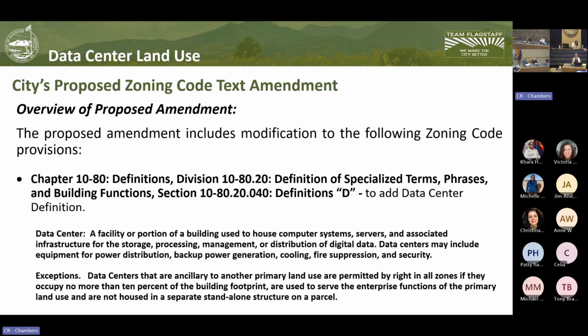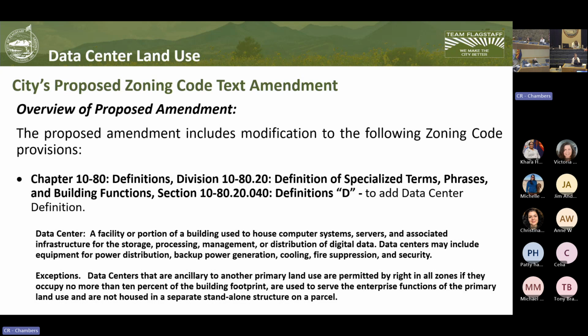With that, the proposal. I'm going to start with the latter part of the code, which would be the definition. The only part of this that would be defined in the definitions is data center. I pulled up this exceptions piece because I think it's really important to see the exception to understand the definition. The definition of data center: a facility or a portion of a building used to house computer systems, servers, and associated infrastructure for the storage, processing, management, or distribution of digital data. Data centers may include equipment for power distribution, backup power generation, cooling, fire suppression, and security.